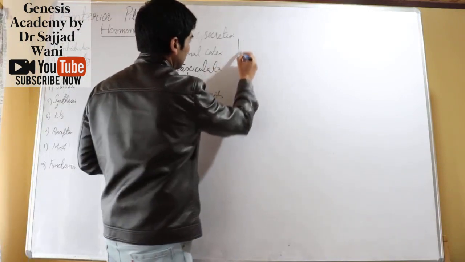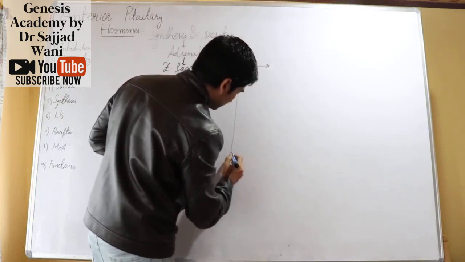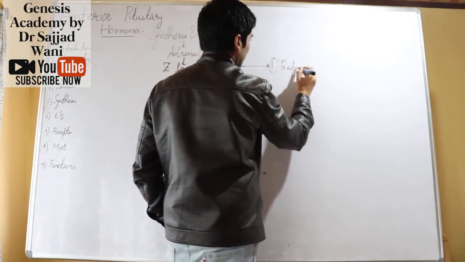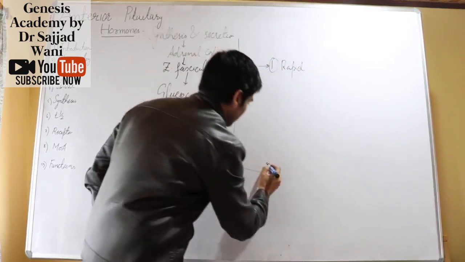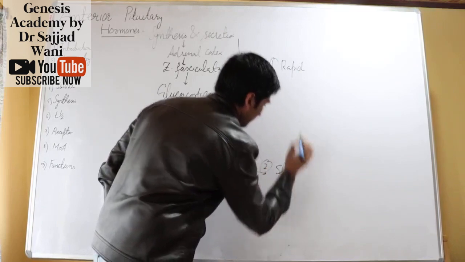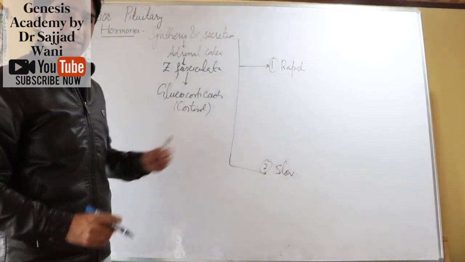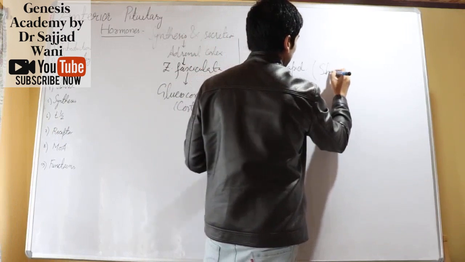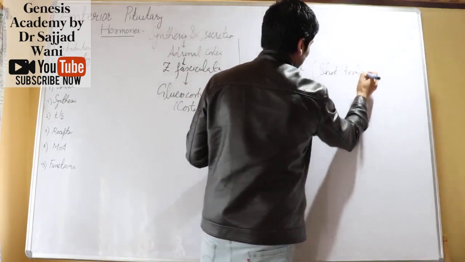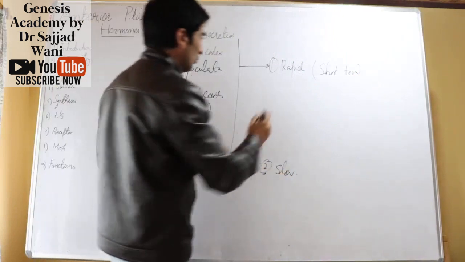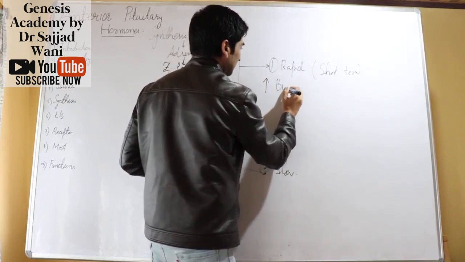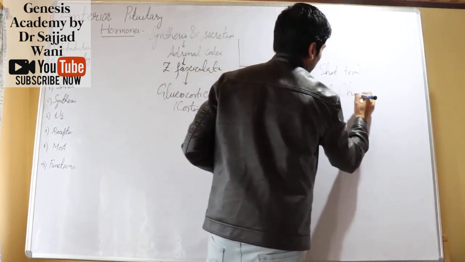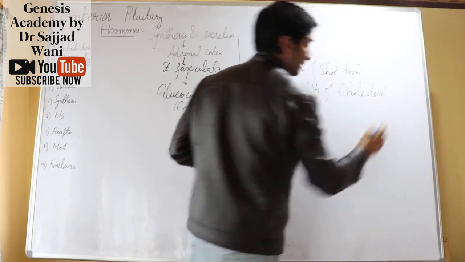There are two mechanisms. You must remember here, there are two mechanisms for the synthesis of glucocorticoids. Number one is the rapid mechanism, and number two is the slow mechanism. Right? The rapid mechanism is a short-term action. What happens? The adrenocorticotrophic hormone increases the bioavailability of cholesterol in the cells of the adrenal cortex.